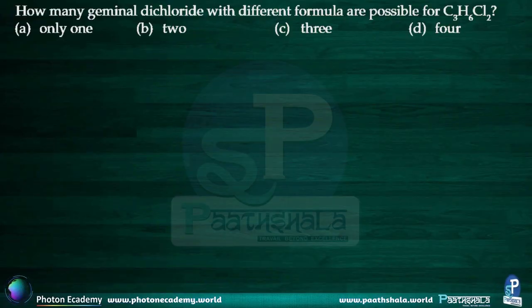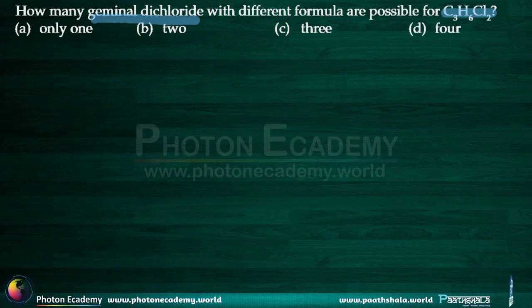Here we have been asked to find how many geminal dichlorides with a different formula are possible for this chemical compound, C3H6Cl2. The concept that is very important here is to understand the meaning of geminal. Geminal here implies that both of the chlorine atoms are connected to the same carbon atom.